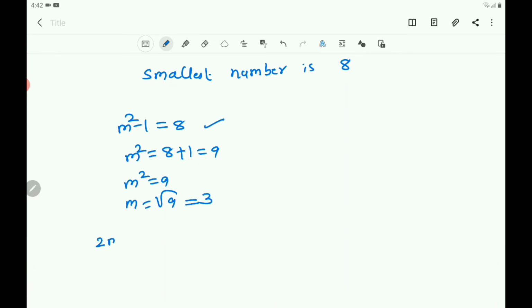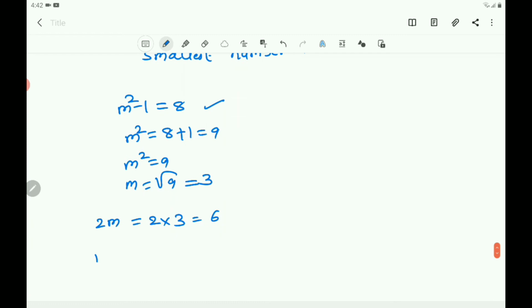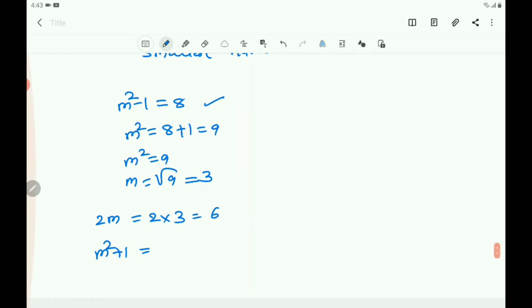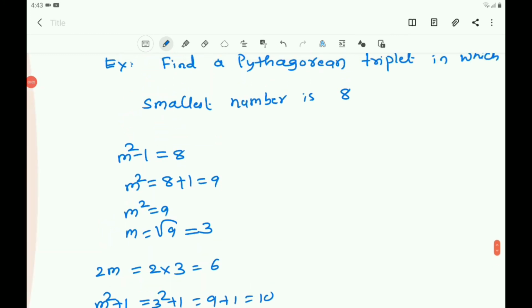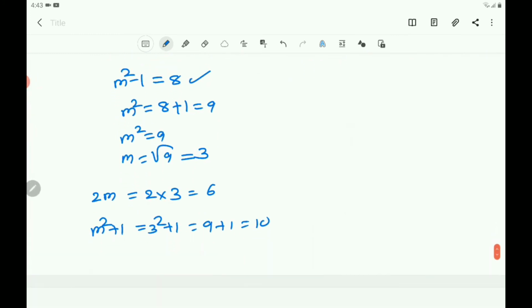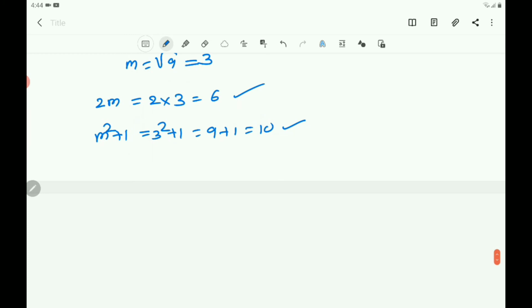Now the next one, you find 2m. 2m is 2 into 3 equals 6. Next one is m square plus 1. M is 3 here, so 3 square plus 1, 9 plus 1, 10. Here the given number is the smallest number 8, and the other two numbers are 2m, that is 6, and m square plus 1, 10. So the three numbers are 6, 8, 10.